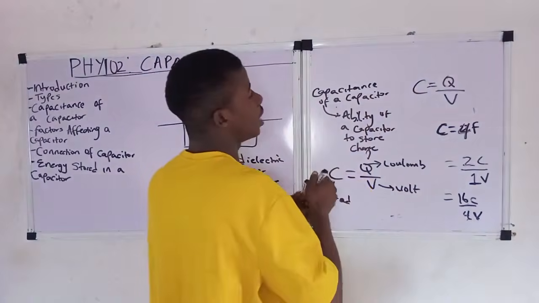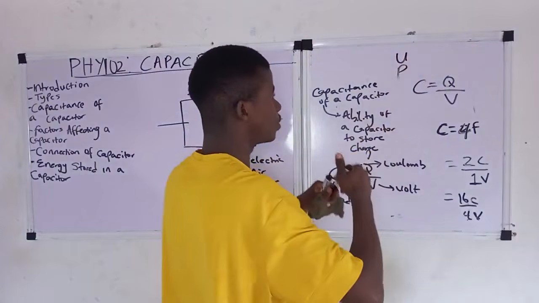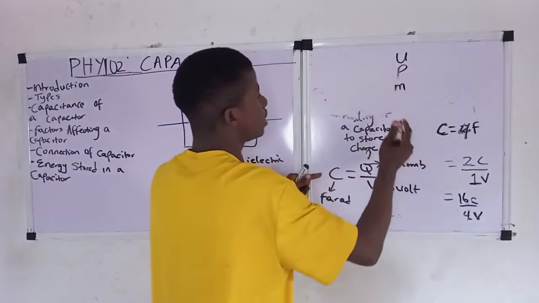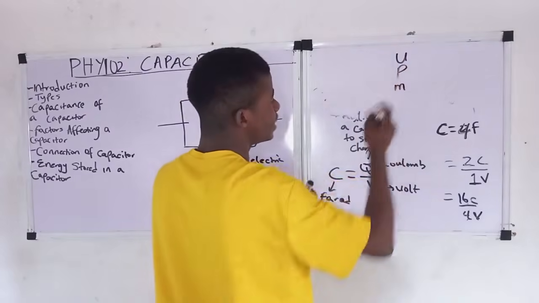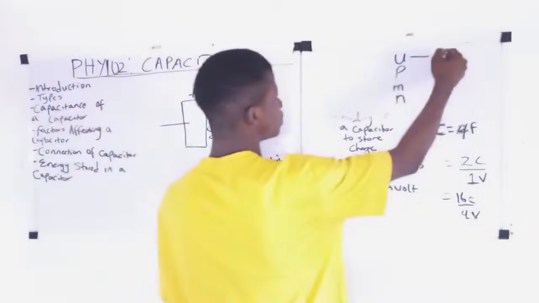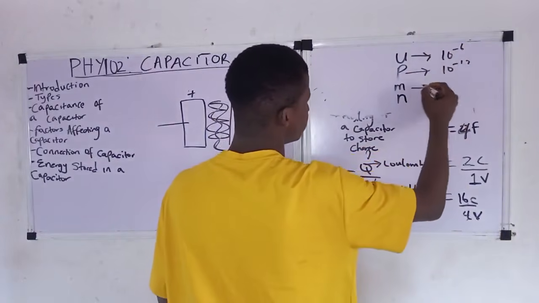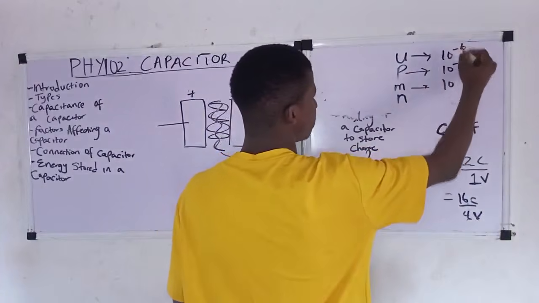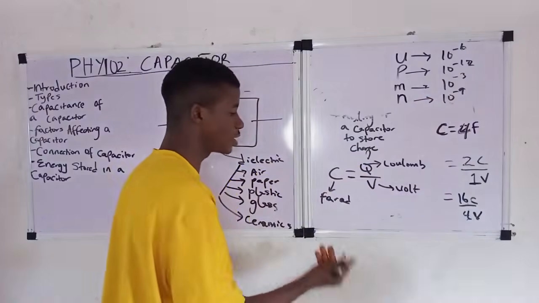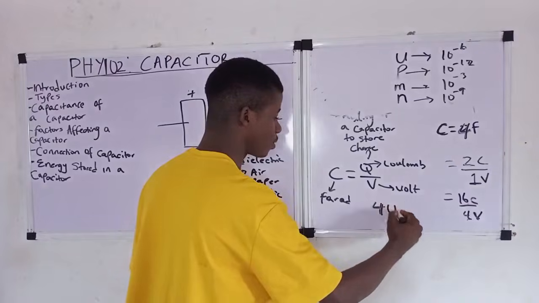One more thing. I've told you guys earlier, you should know the prefixes: micro, pico, milli, nano. Micro means 10 raised to the power minus 6. Pico means 10 raised to the power minus 12. Milli means 10 raised to the power minus 3. Then nano means 10 raised to the power minus 9.